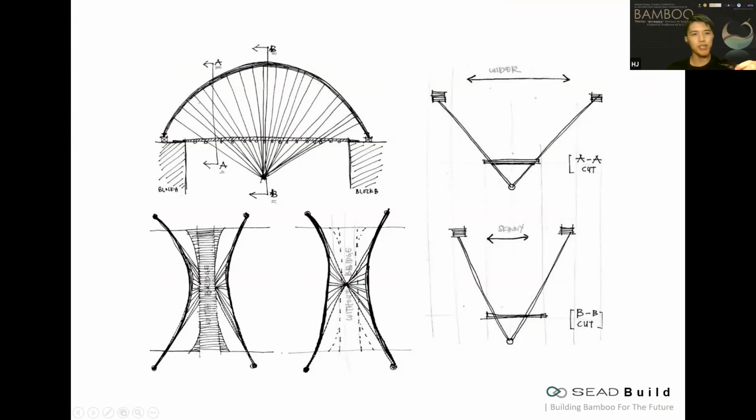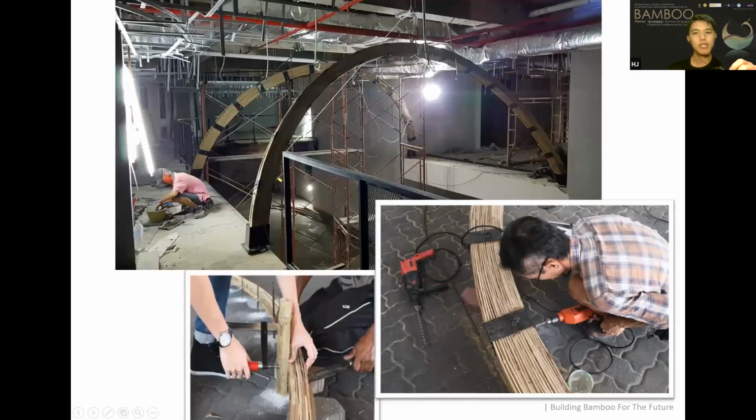To create that, we had to develop a whole new technique that we call nail laminated bamboo, which is very similar to what you see in the timber industry, nail laminated timber. This was a technique we had to develop in-house because there's no one in Malaysia who had done this at any scale. The concept is actually quite simple: splitting bamboo into splints and then nailing them in a cross formation. What this does is increase the density of the bamboo by up to 60%.